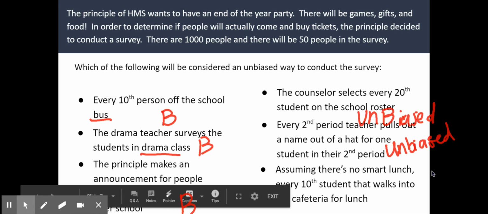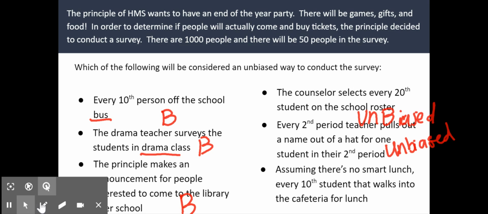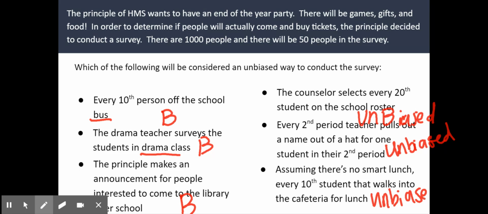And assuming there's no smart lunch, every 10th student that walks into the cafeteria for lunch, this would also be unbiased. Now, it would be biased if there was smart lunch because some kids would go straight to their teacher's classroom to go over questions or finish a test. And so not every student would walk into the cafeteria. So not every student would have a fair chance.